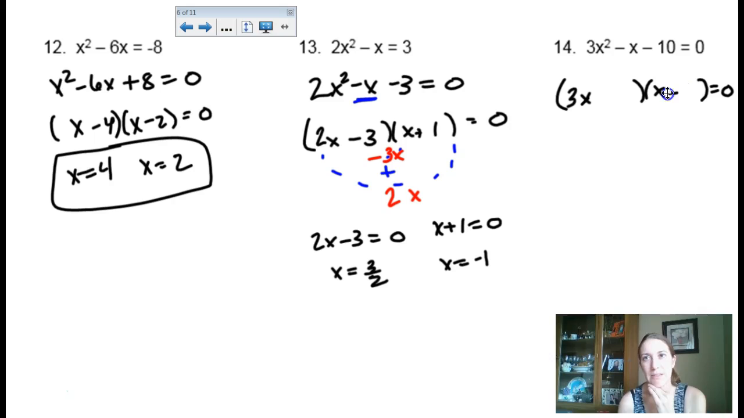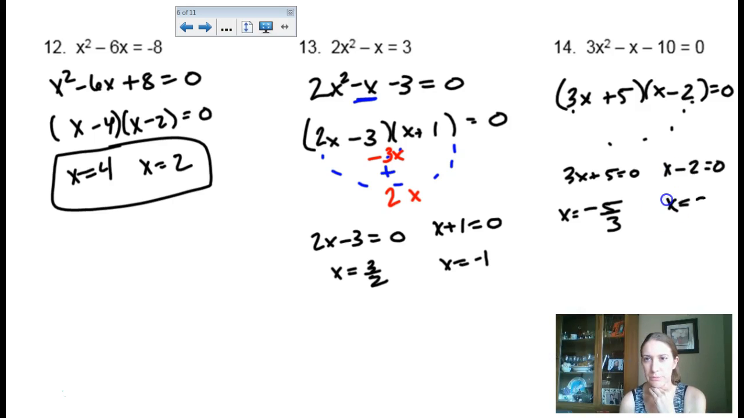So what if I made this a -2, because that would give me a -6 out here, and then a +5. Would that do the trick? So when I solve my factors, this one gives me x equals a negative 5/3. And this one gives me x equals 2. Lovely.